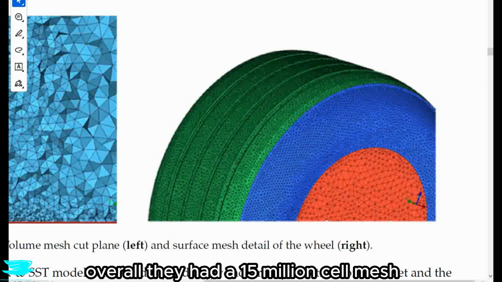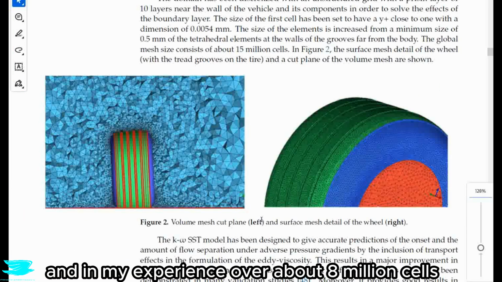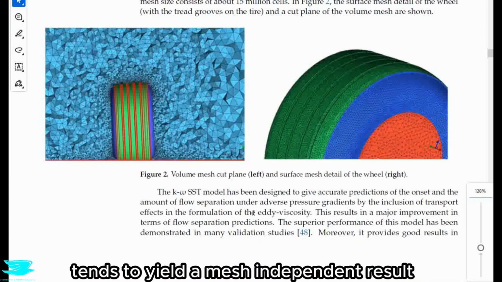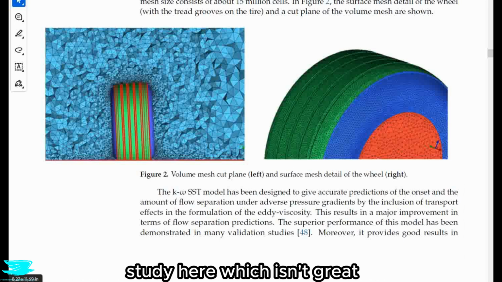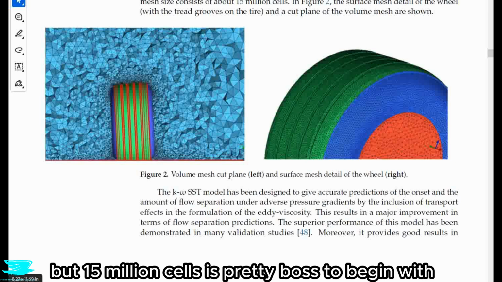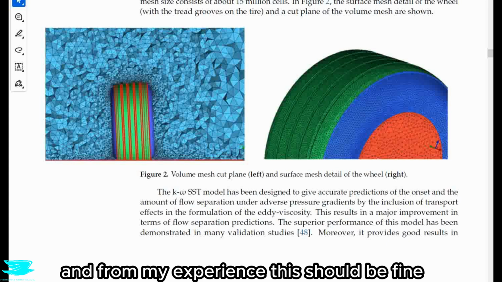Overall, they had a 15 million cell mesh, which is quite a lot for just a single wheel. And in my experience, over about 8 million cells tends to yield a mesh-independent result. Now, they don't give a mesh-independent study here, which isn't great, but 15 million cells is pretty boss to begin with, so I think it's okay. And from my experience, this should be fine.